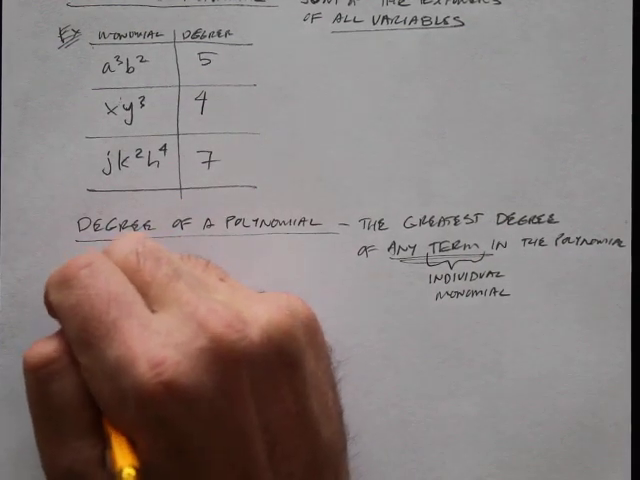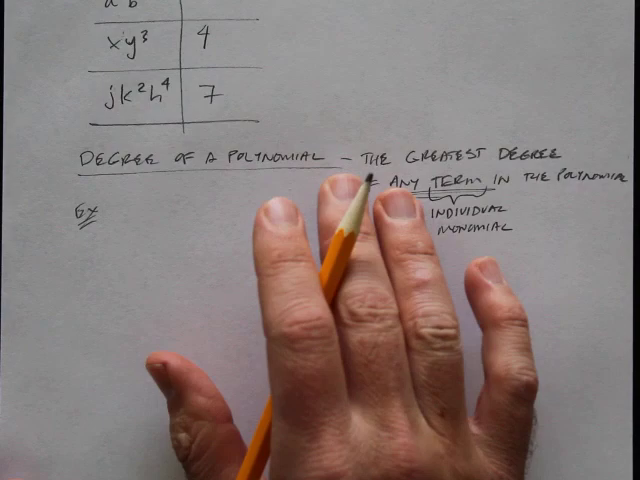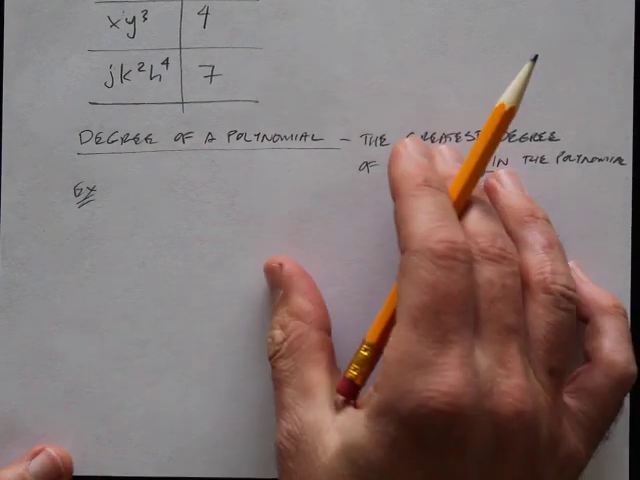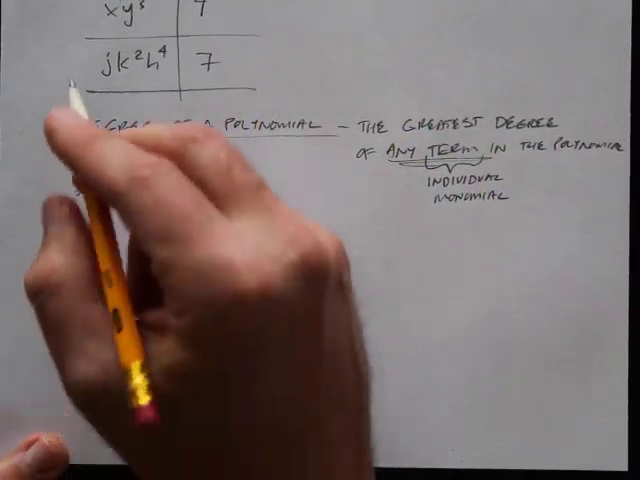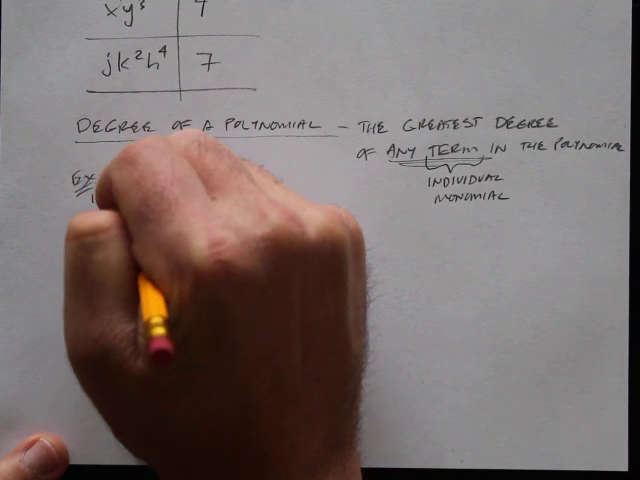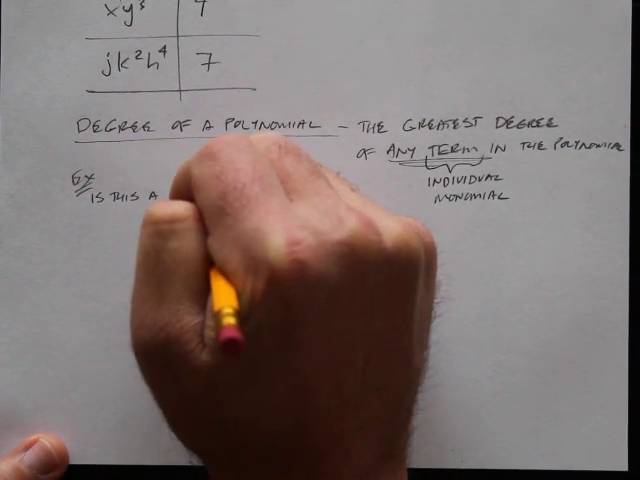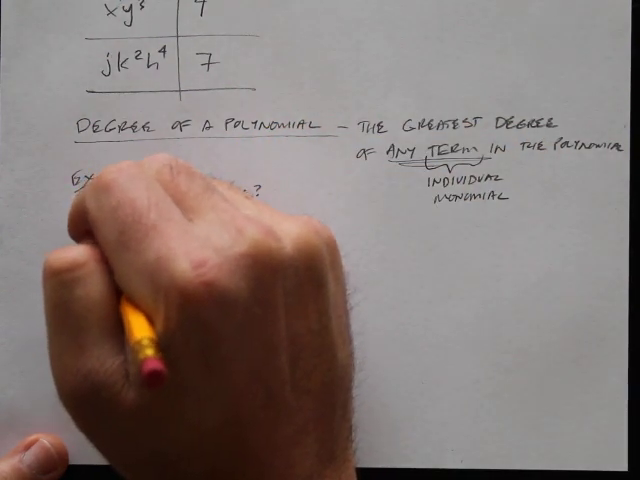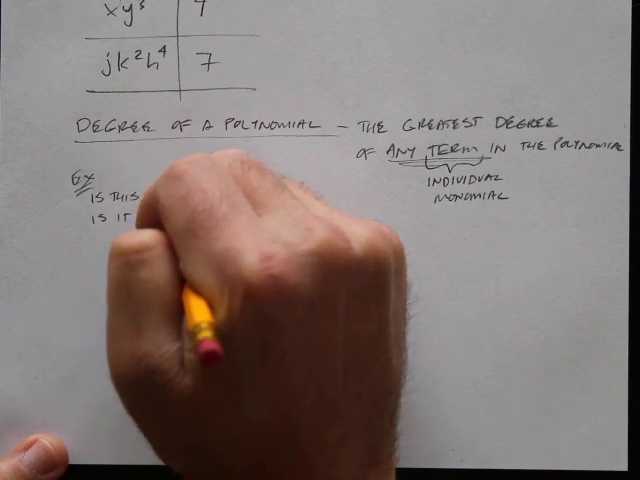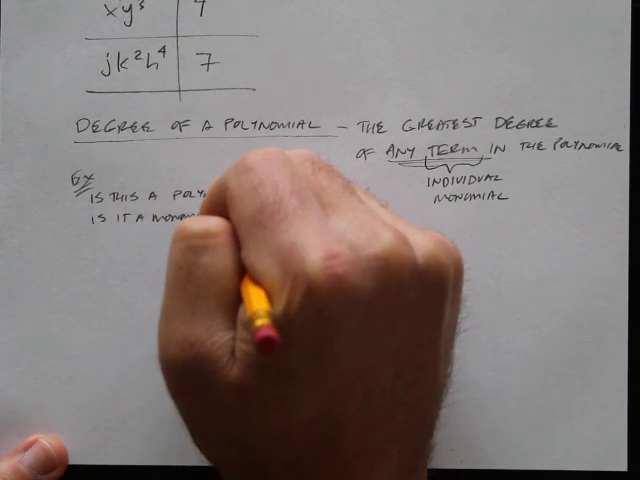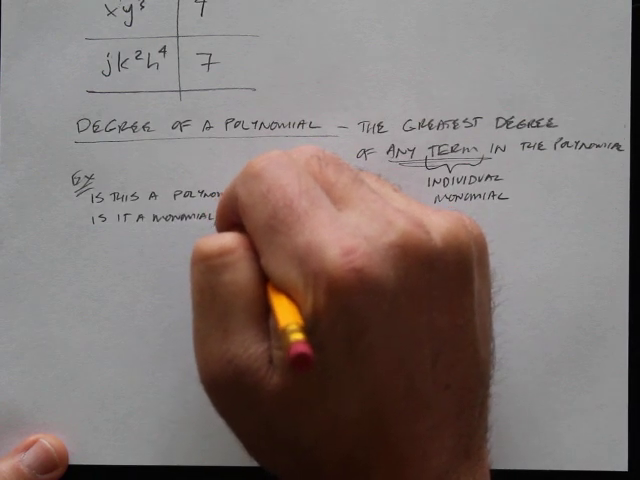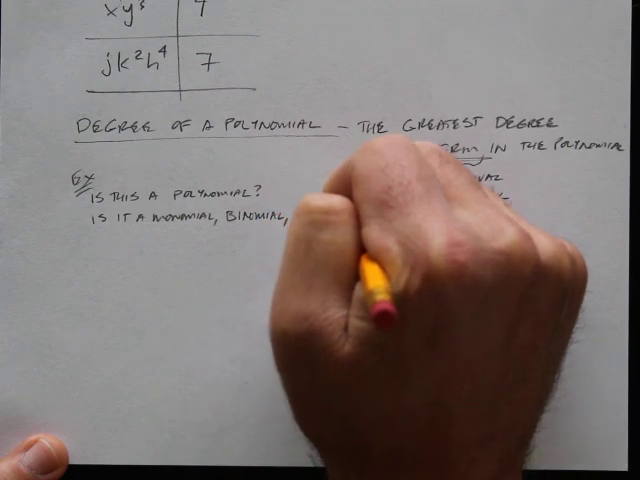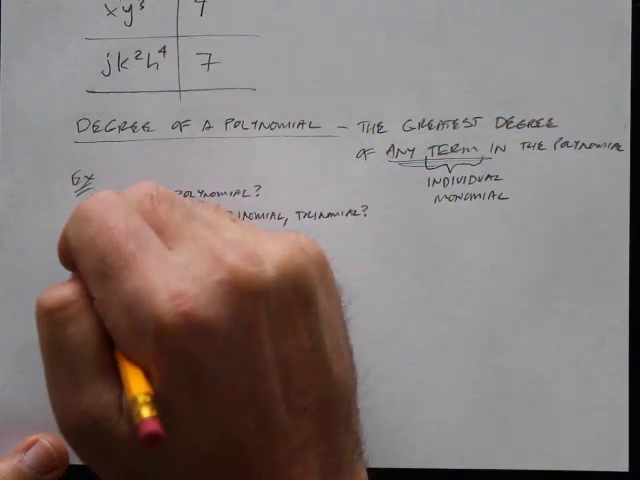So let's do an example here. So we're going to have a few questions that we're going to ask for each of these. There's going to be 4 examples. And we have a few questions that we're going to ask for each one. Is this a polynomial? Is it a monomial, a binomial, or trinomial? And what is the degree?